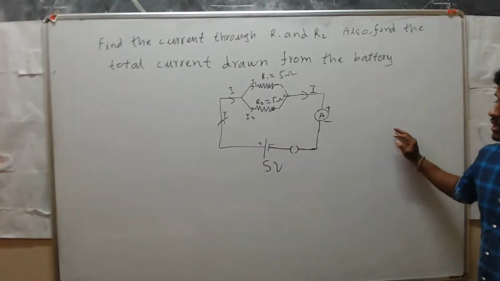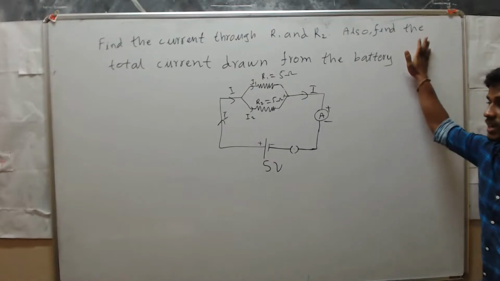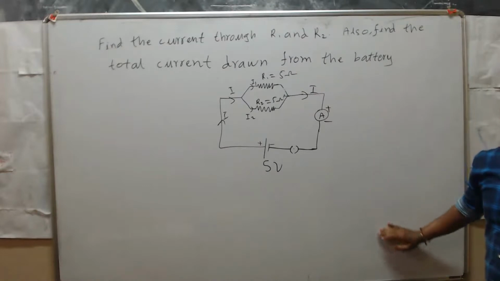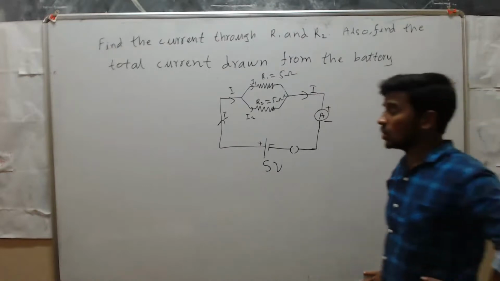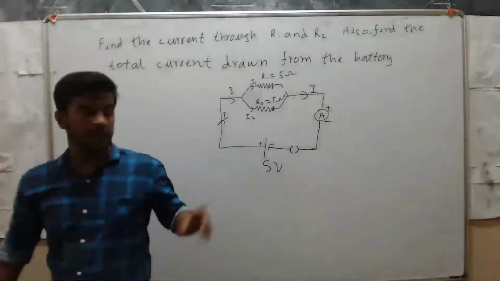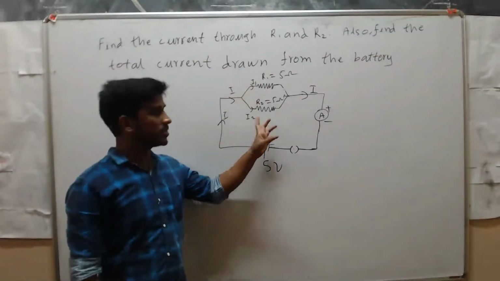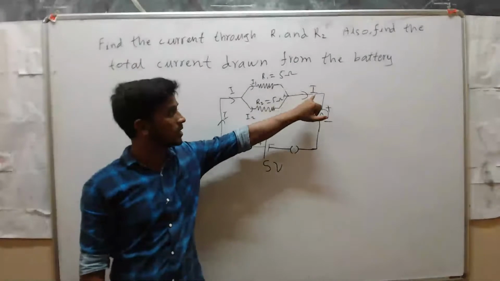Okay, but here the resistors are connected in parallel. In a parallel circuit, current is different and voltage is constant. Here the current divides into I1 and I2. So once again, at this point you will get I.